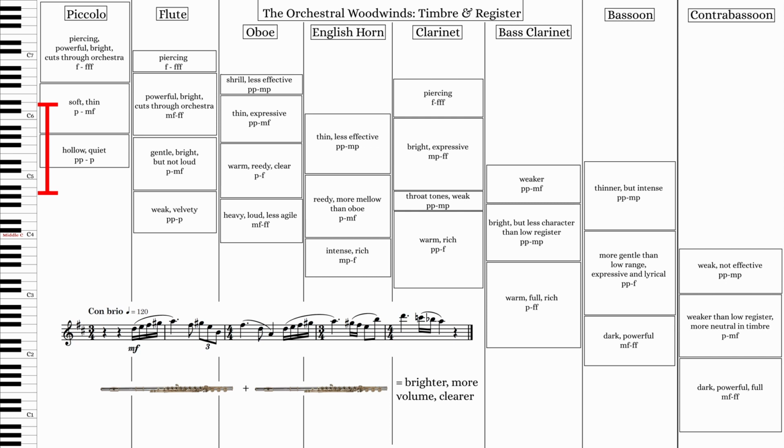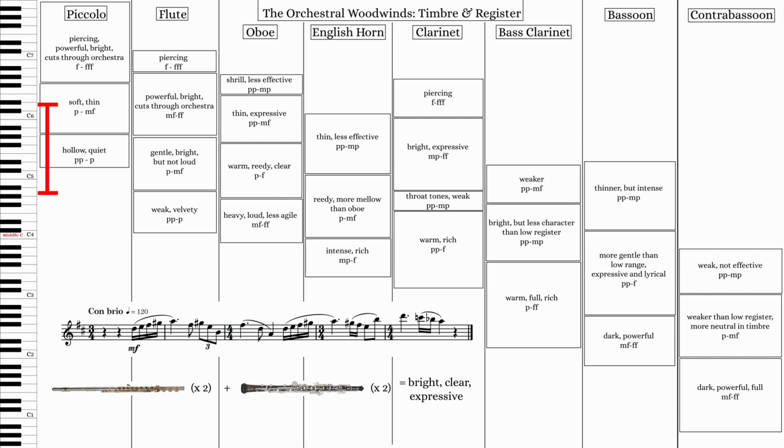You can sort of treat this like a simple formula, although you'll want to trust your ears first and foremost. You might try two flutes plus two oboes. The flutes will add clarity and a bright timbre, and the oboes will be thinner and more expressive in that range. The result will be bright, but also very lyrical and expressive.